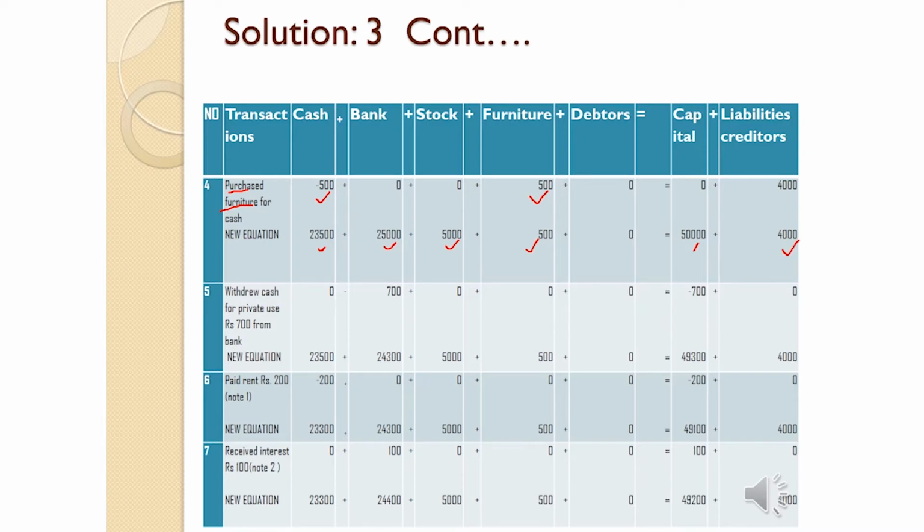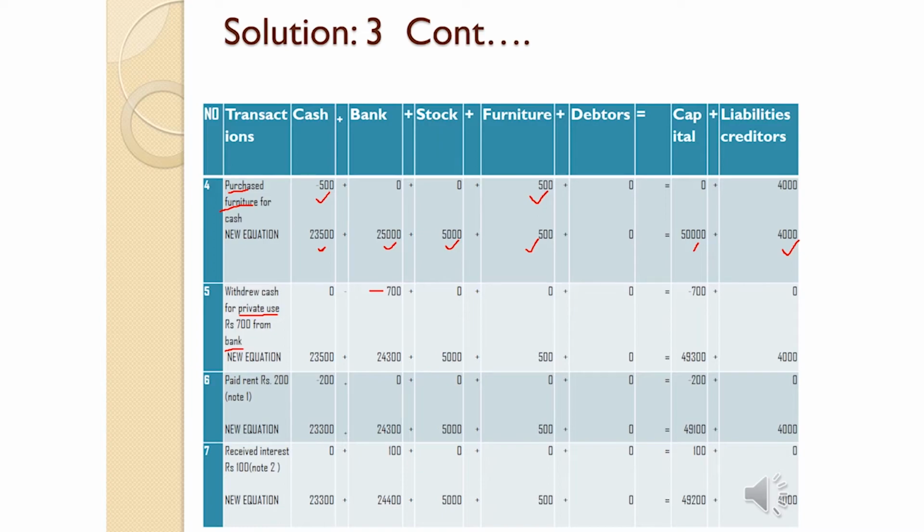Then the next one is withdraw cash for private use. Private use in the sense drawings. So withdrawn from bank, so the bank balance will be decreased. So minus 700. Here capital is also decreased, so minus 700. So 25,000 minus 700, 24,300. Here capital value already 50,000, now it is reduced by rupees 700. So the amount is 49,300.